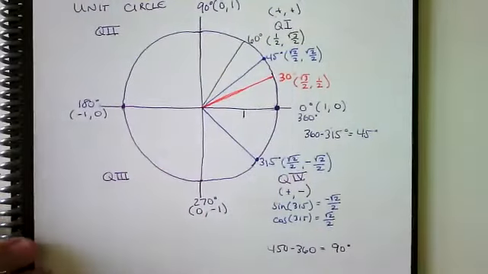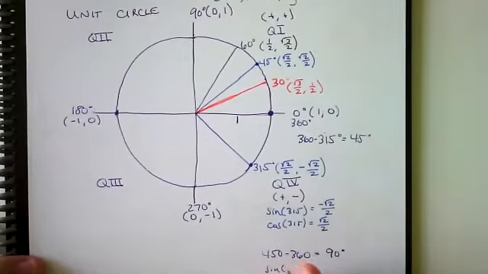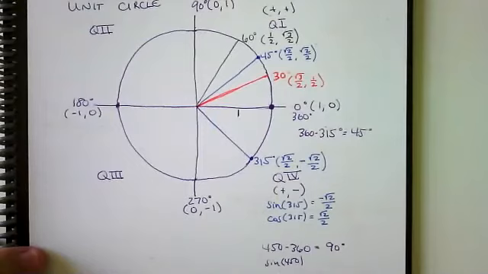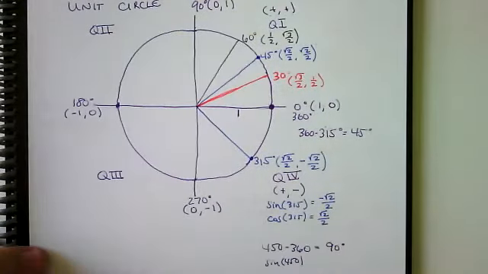So if I'm asking you for the sine of 450, that's just my y value. So sine of 450 is just 1.